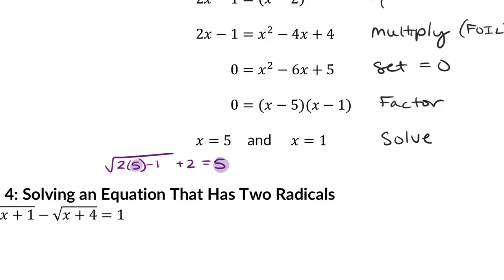The correct answer here is yes. 2 times 5 is 10. 10 minus 1 is 9. Square root of 9 is 3. 3 plus 2 is 5. So we're good to go. We can put a box around this guy.